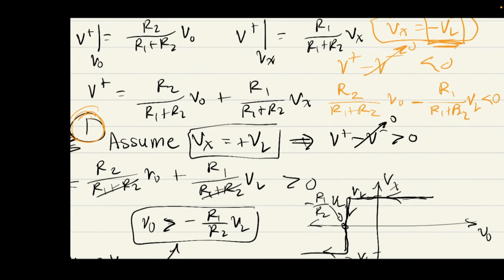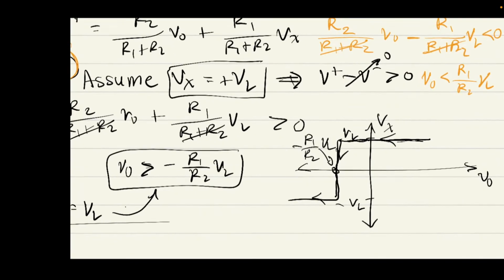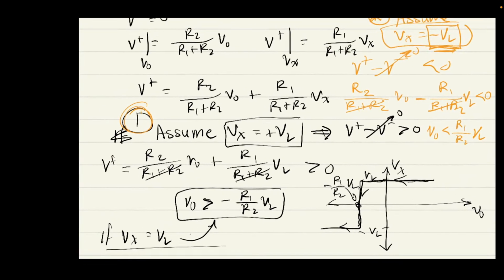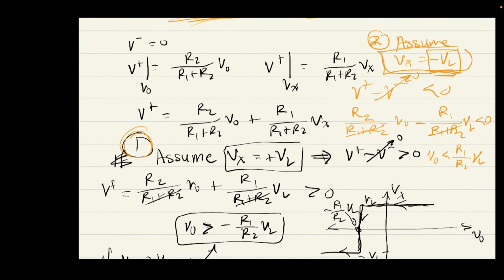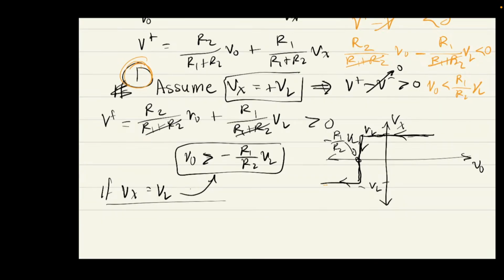Okay, that's fine. So again, we can solve for VO. We can see that VO is less than R1 on R2 times VO, right? So basically, if Vx is equal to negative VL, it will continue to be at negative VO until this condition is not upheld anymore, right?